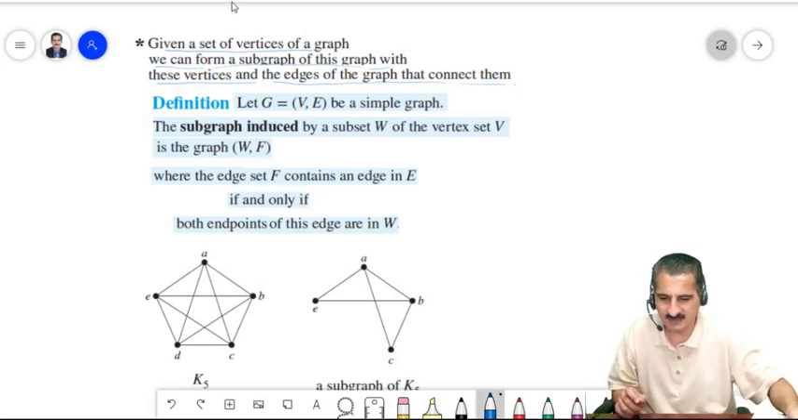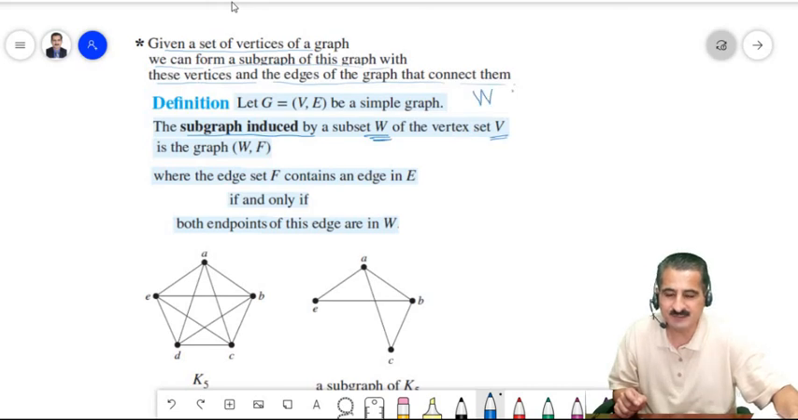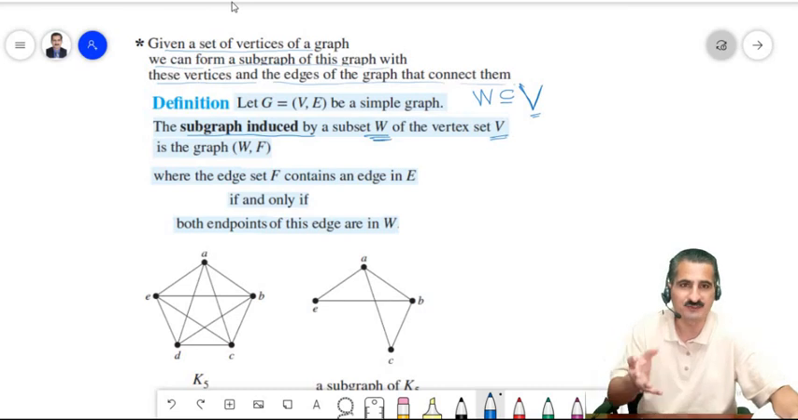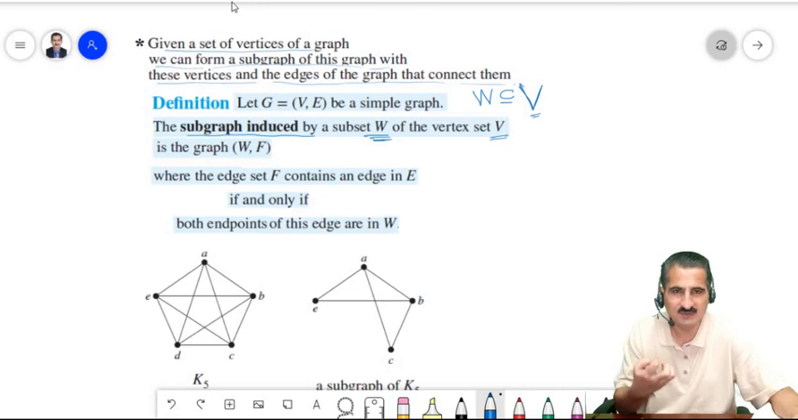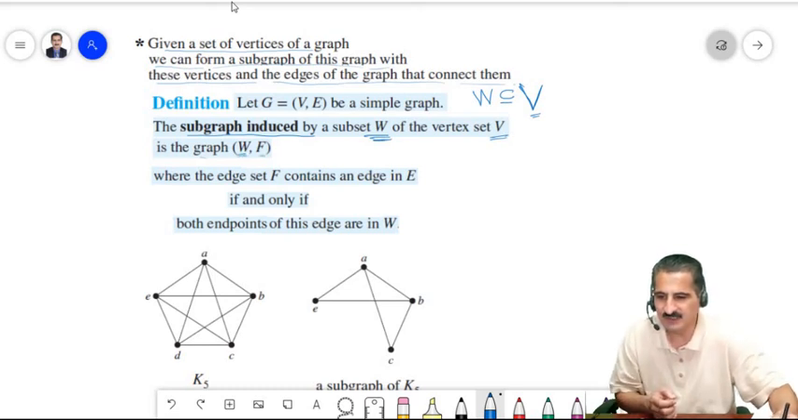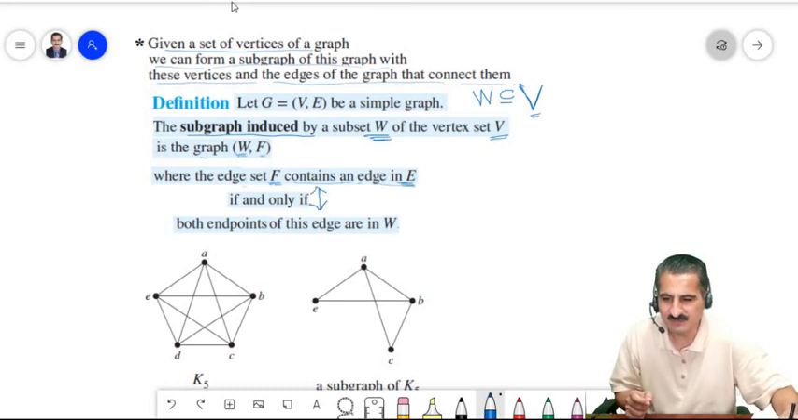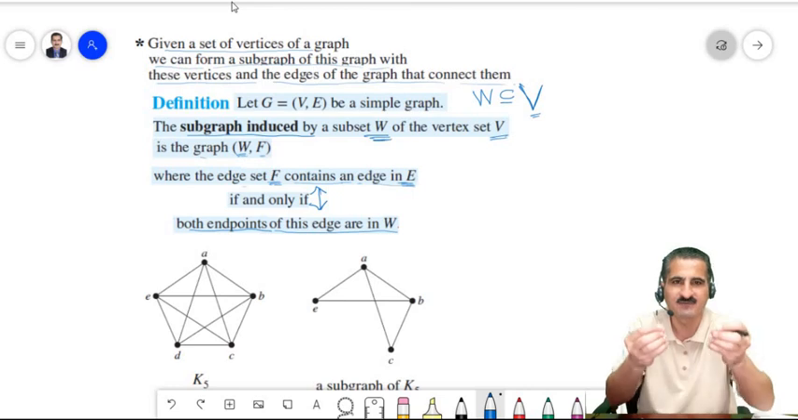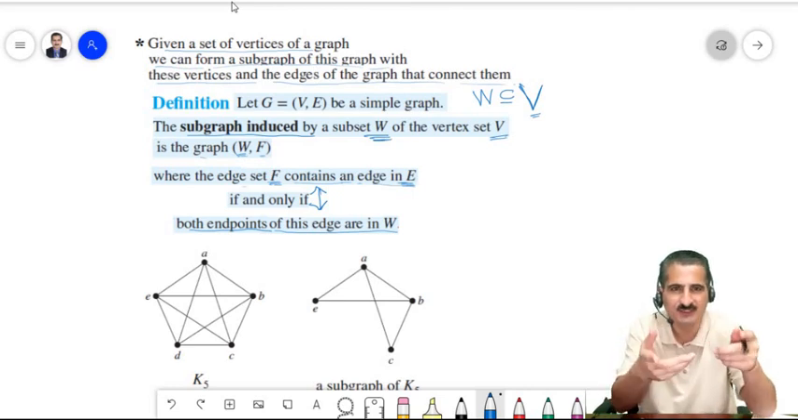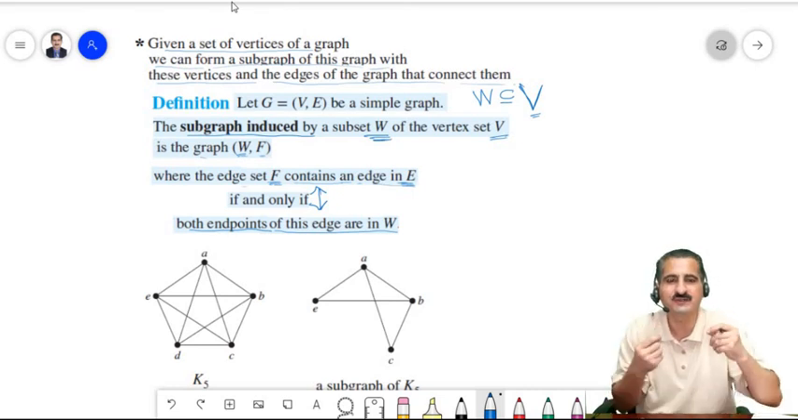Induced subgraph. And the definition is again here: the subgraph induced by a subset. So this is the idea. We are choosing a subset of vertices. V is the set of all vertices of the graph. Now choose a subset W of these vertices, take them out, and take the edges that connect any two of them. Then we will have the induced subgraph with vertices W and edges F, where F consists of edges of E, if and only if both of the edge's endpoints are in W. We have taken a subset of vertices, and have taken the edges from the graph whose endpoints were among the vertices we are taking.